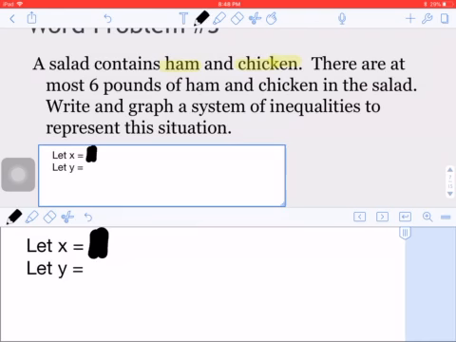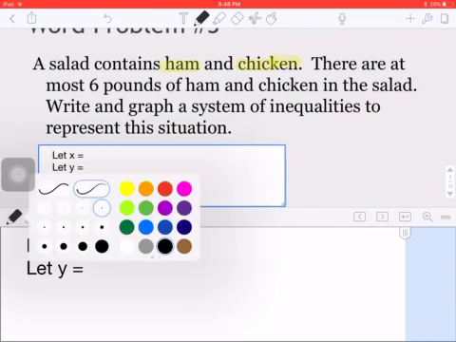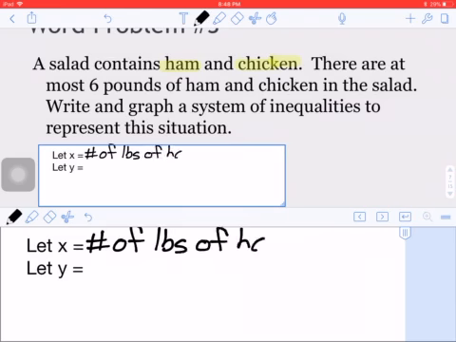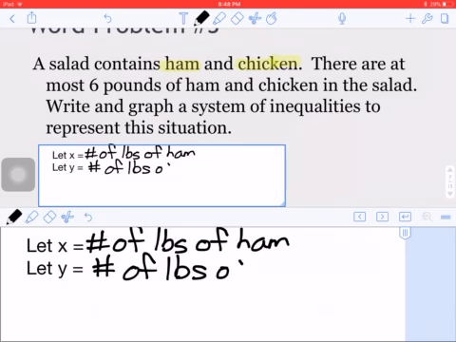Let x be the number of pounds of ham. And let y be the number of pounds of chicken.